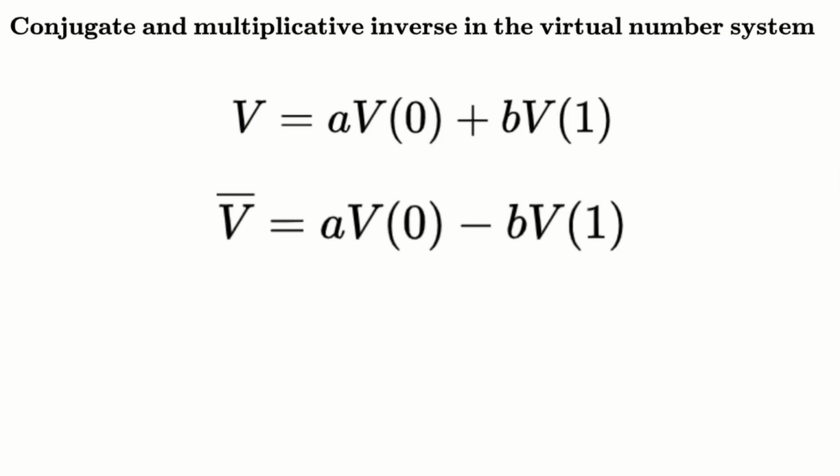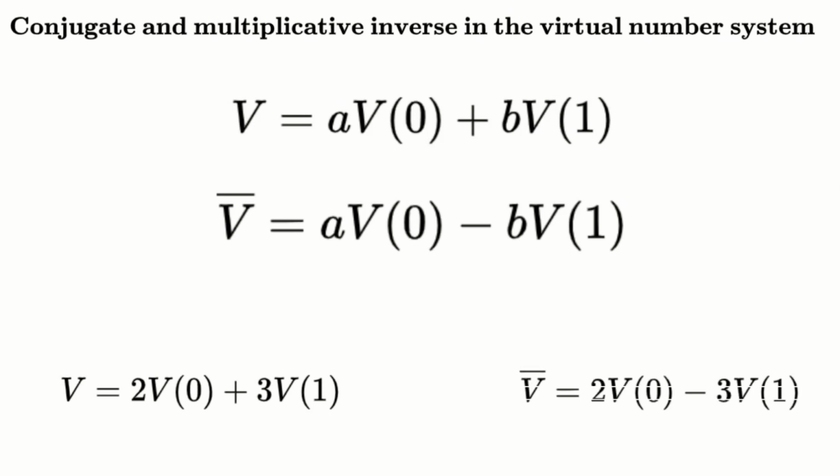To make this clearer, let's work through an example. Consider the virtual number v equals 2 times v of 0 plus 3 times v of 1. Its conjugate would be 2 times v of 0 minus 3 times v of 1. So the conjugate simply changes the sign of the coefficient of v of 1. Easy, right? Next, let's move on to the multiplicative inverse of a virtual number.